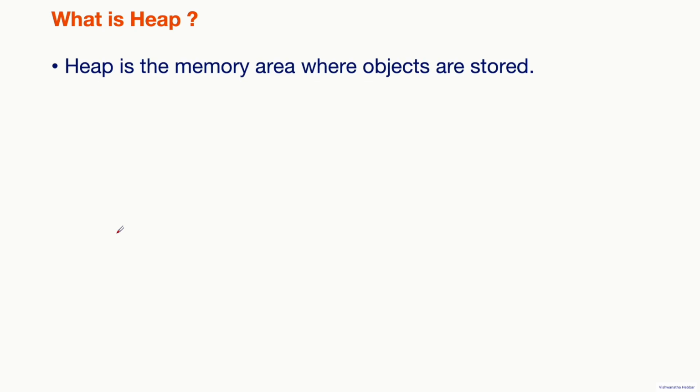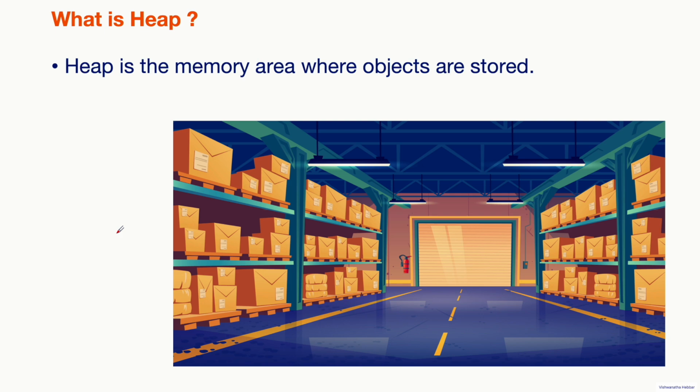First, let us understand what is heap. Heap is the memory area where objects are stored. Let us understand this with a simple real world example. Think of it like a warehouse where all the products created in your factory are stored. Similarly, all the objects created by the Java program are stored in the heap.